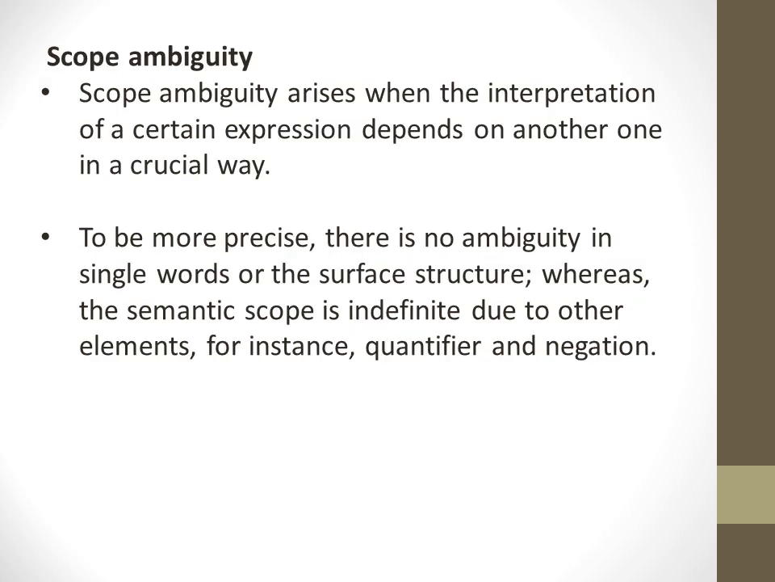The last type is called scope ambiguity, and it arises when the interpretation of a specific expression depends on another one in a very important way. Now, to be more accurate, there is no ambiguity in single words like lexical ambiguity, or the surface structure like syntactic ambiguity. We have a scope, semantic scope, that is not definite. Why? Because we have other elements in the sentence that cause that scope to be indefinite. That element could be a quantifier or a negation.